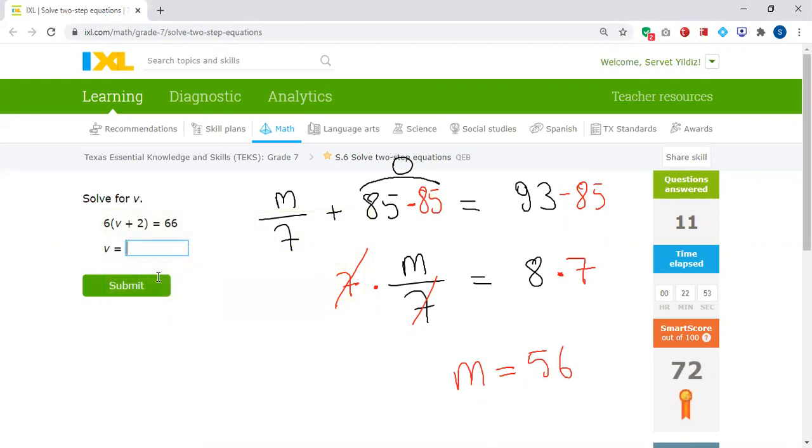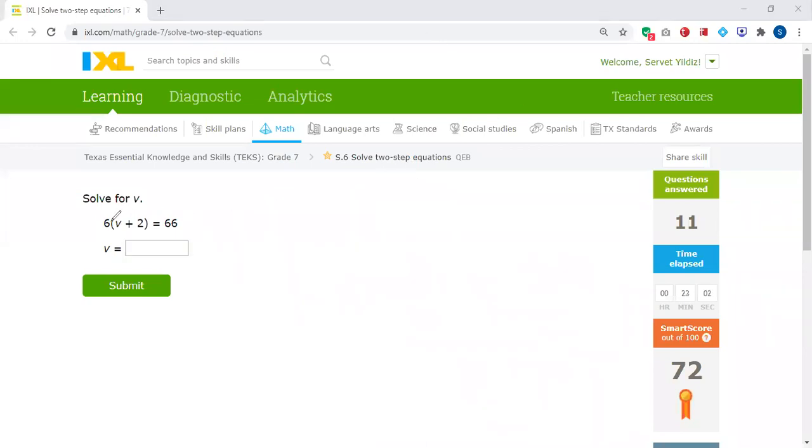Actually, this is a different type of question. So this is going to be my last example because this is a different type of question. We have a number here. We have 6 times an expression. Because we have a bracket here, the expression inside the bracket we are going to think of as a number, because 6 times a number will be 66, right?